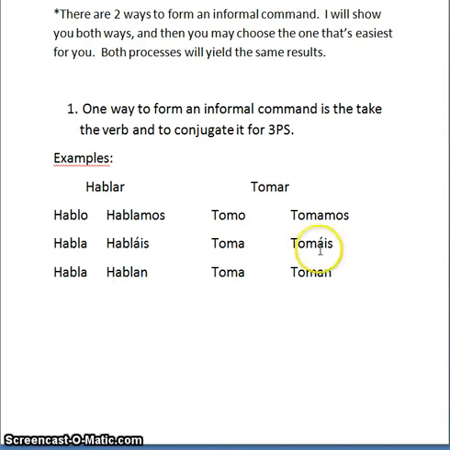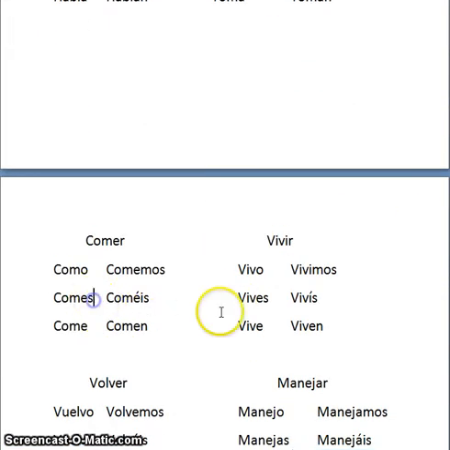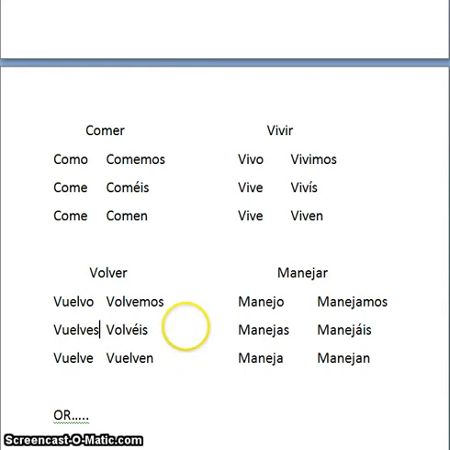Marilu, toma apuntes, por favor. Ramiro, come los vegetales. Por favor, vive en Waco. Hijo, vuelve a casa a las 12. Mi hija, maneja con cuidado. See how that worked? And if you compare the two now, it would be the same exact conjugation. You can do whatever you want. So again, informal affirmative command. You can either go third person singular, or you can conjugate for tú, lose the S. Again, both will yield the exact same results.